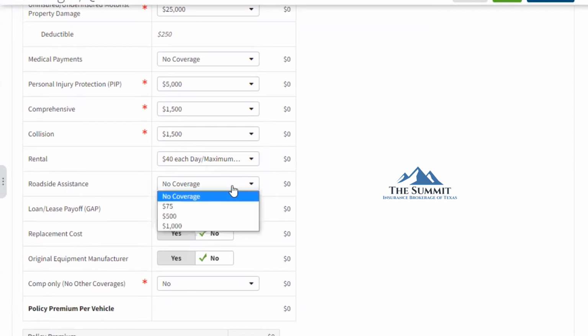Roadside assistance. So in this case, you have $75, $500, and $1,000 options. And not to downplay the roadside assistance with insurance carriers, but just in general, some of the feedback that I've gotten with multiple carriers is that a lot of carriers will use roadside assistance.